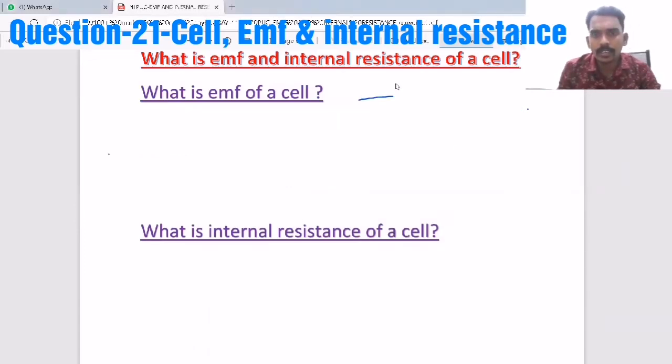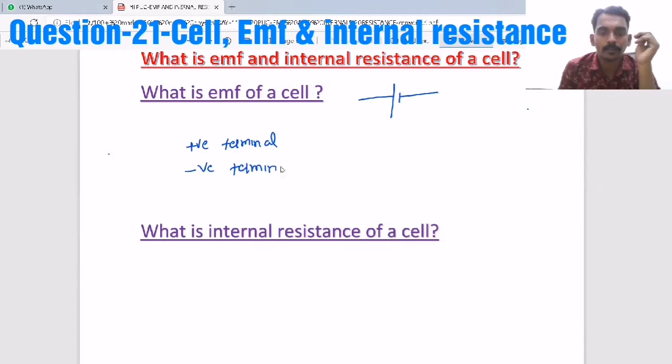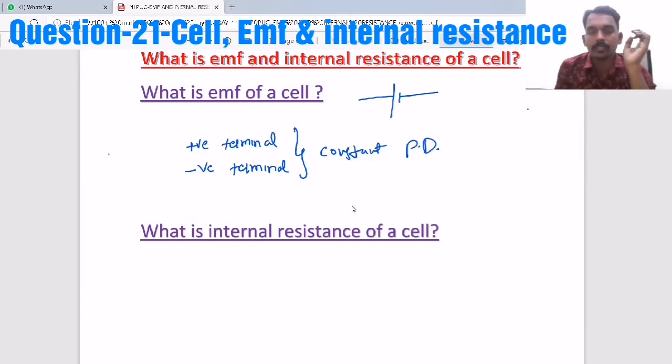A cell is a device which can produce a constant potential difference across any element. When you consider it, there are two terminals, a positive terminal and a negative terminal, having a constant potential difference. That constant potential difference across the terminals of the cell, we call it EMF.